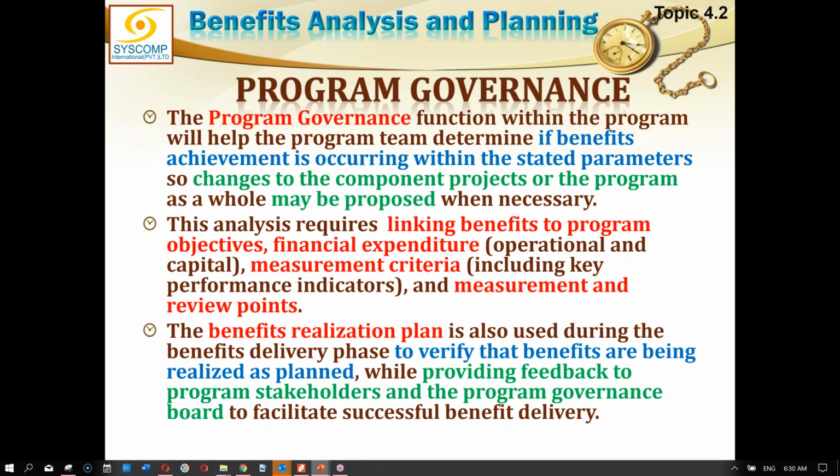This analysis requires linking benefits to program objectives, financial expenditure, which is operational and capital, measurement criteria, which I've already discussed and which can include the KPIs, and the measurement and review points. When does which measurement have to be taken, and what are the various review points? Review points, if you remember, I did mention somewhere the gateway process. The Office of Government Commerce of the UK government has a gateway process in vogue, and that is specifically for programs.